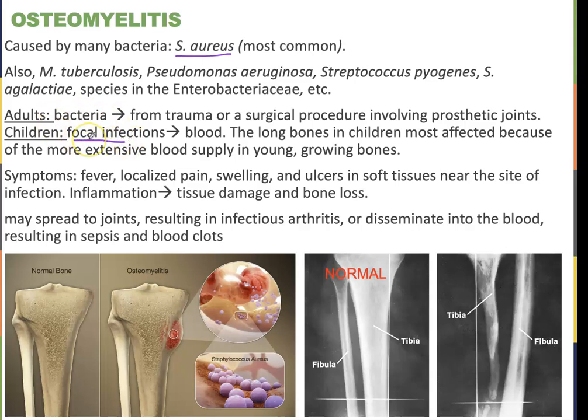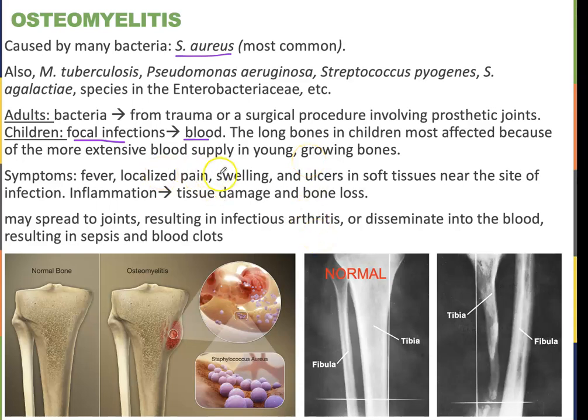For children, it's different because it can arise basically from focal infections. So maybe they can have, like I said, a carbuncle or a boil, or impetigo. But if it does get into the bloodstream, then it is more likely than not going to affect the long bones in the body, because children are actively growing taller, and so those long bones are getting longer, and they have a very good blood supply. The blood supply to bones for children is a lot more robust than it is for adults. And so in children, they're going to be most affected in those growing bones.